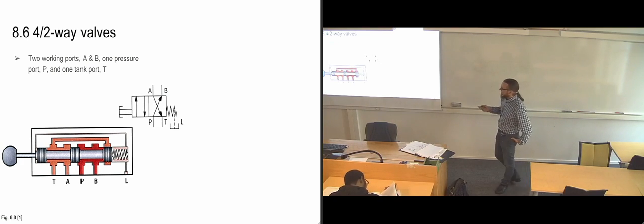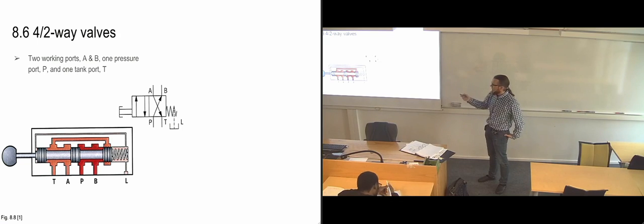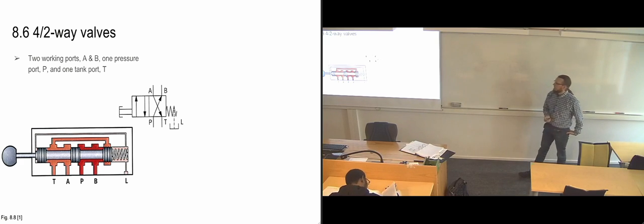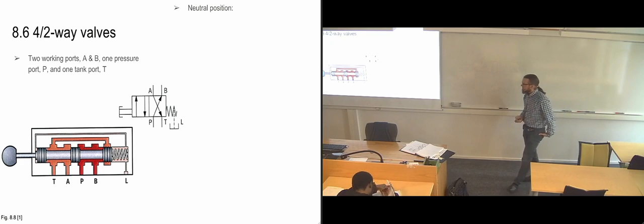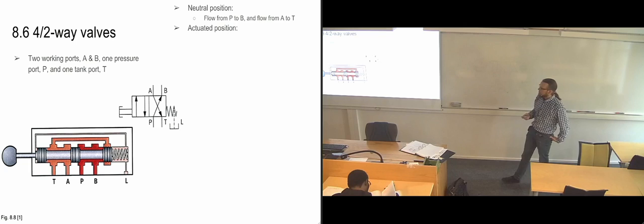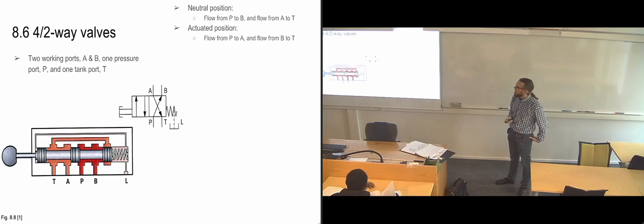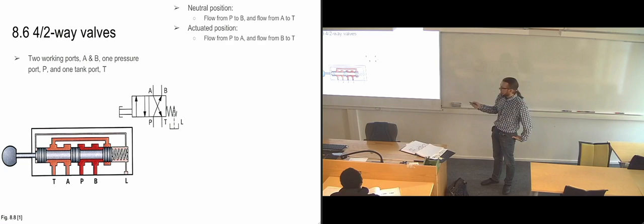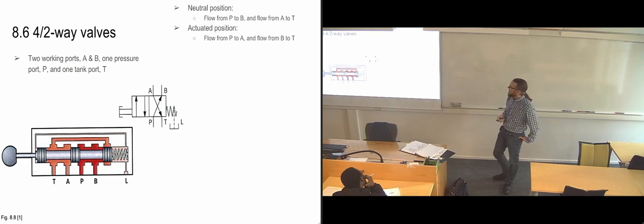And in the neutral position, once the spring is fully extended here, we have connection between P and B, as we can see here. The arrow is going straight from P to B. And we have connection between A and T. So the arrow is going straight from A to T. And if we are actuating it, so we are pushing on the button, our flow will start going from P to A, along this arrow here, and we will have flow going from B to T also along that arrow.